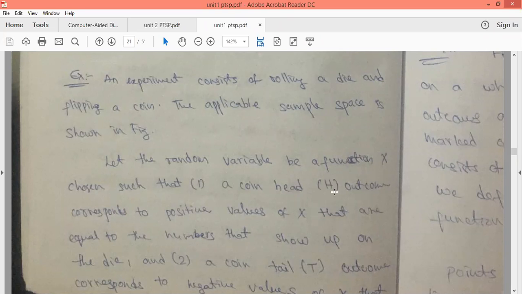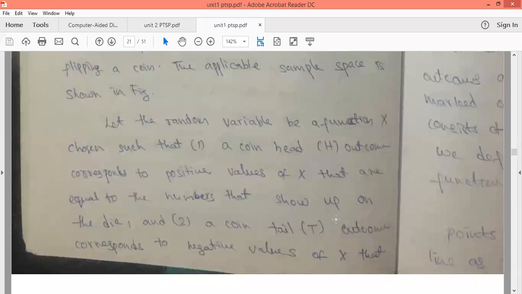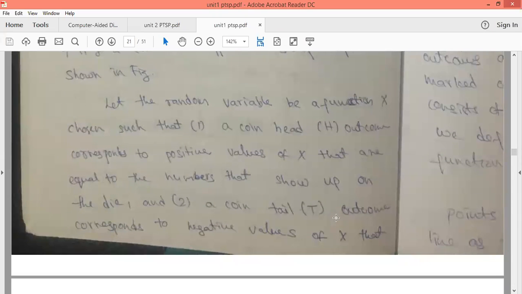Whenever we get a head, it is mapped to the positive value, and the value will be equal to whatever value is shown on the die. Whenever we get a tail, it is mapped to the negative value, and the value will be equal to twice the value showed on the die.